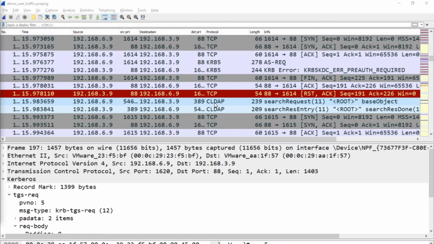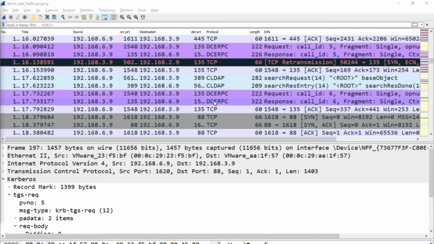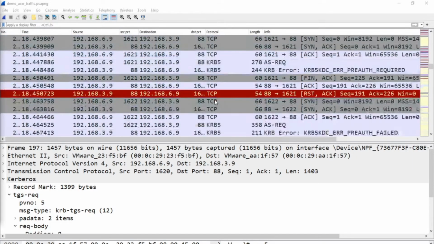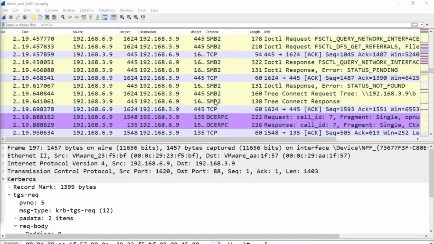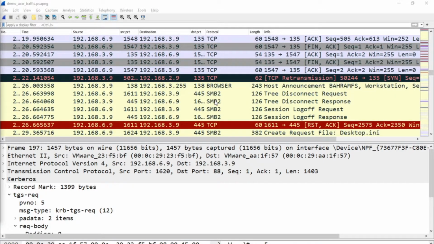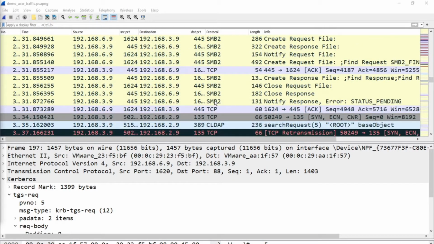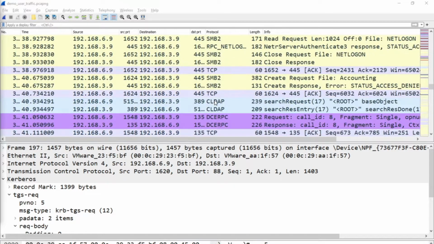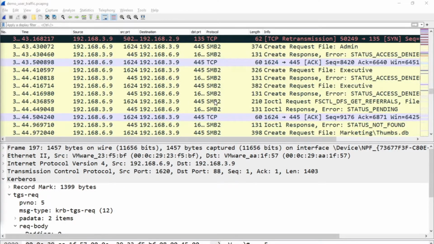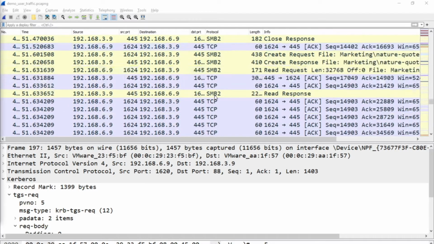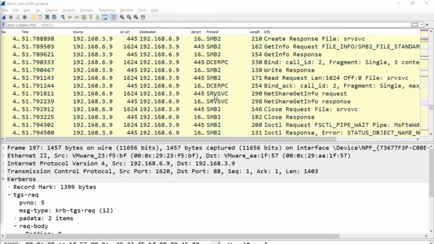LDAP. Kerberos. I'm about halfway through our capture here, and I'm really just flying by because what I want to know, at a high level, is what the primary protocols are that we're seeing in action. So let's jump over and make a note of that.